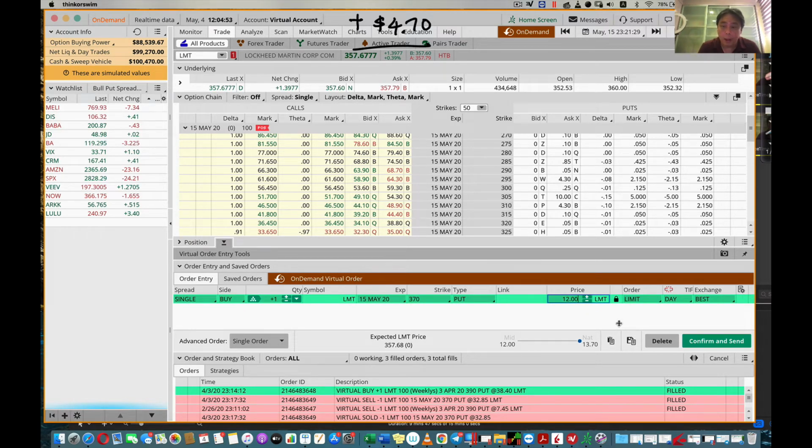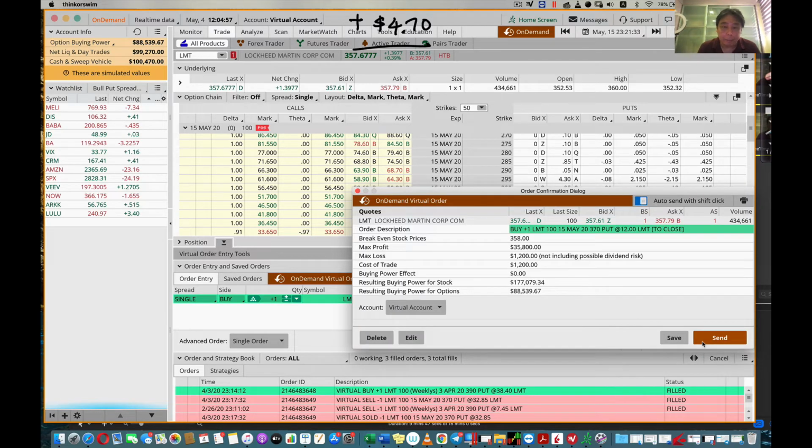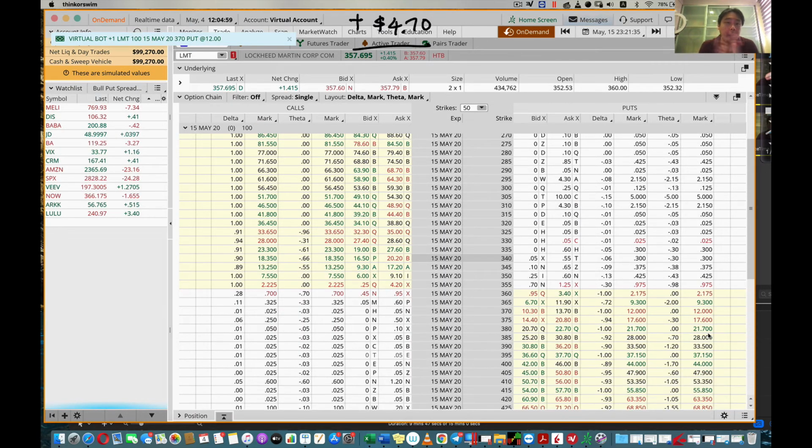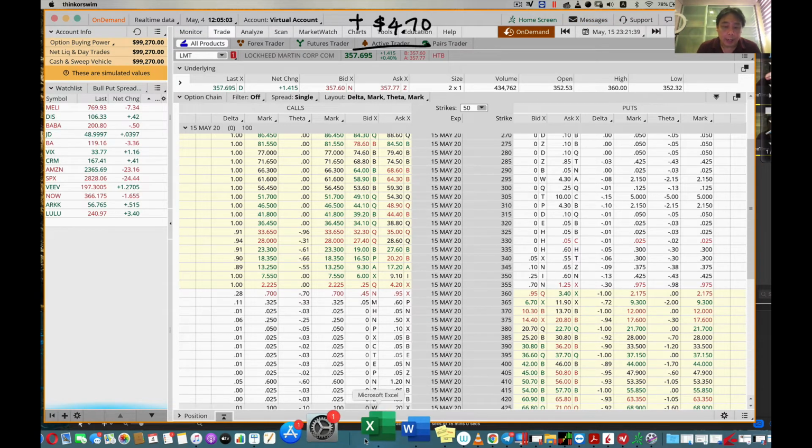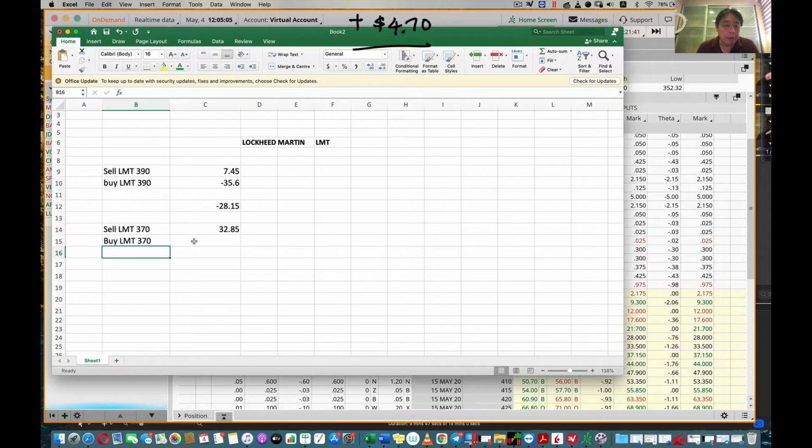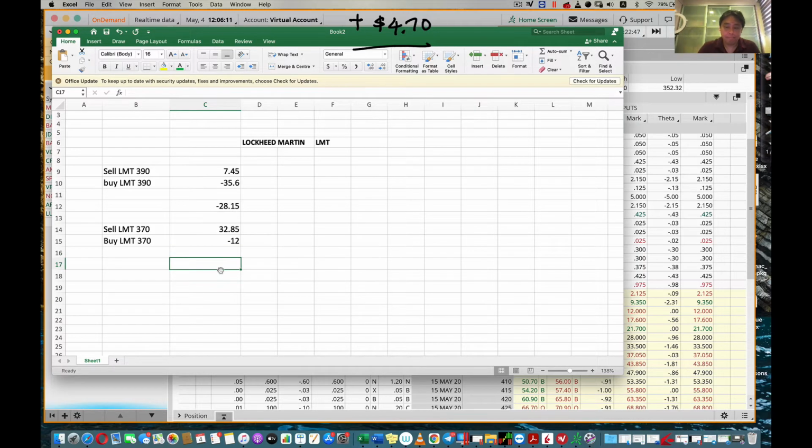I'm going to buy the put back at $12 before expiry today. So buy it back. Okay, close the trade. Great. So I've closed the trade, bought it back at $12. Essentially, I bought this at $12, so I have to pay $12. So right now, what is my net profit or loss?